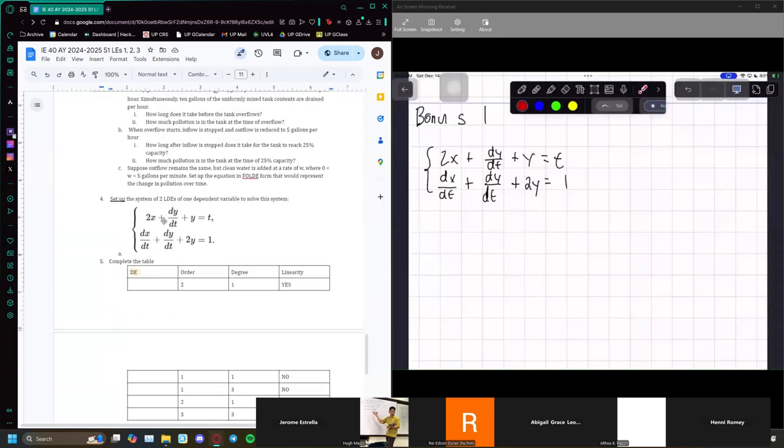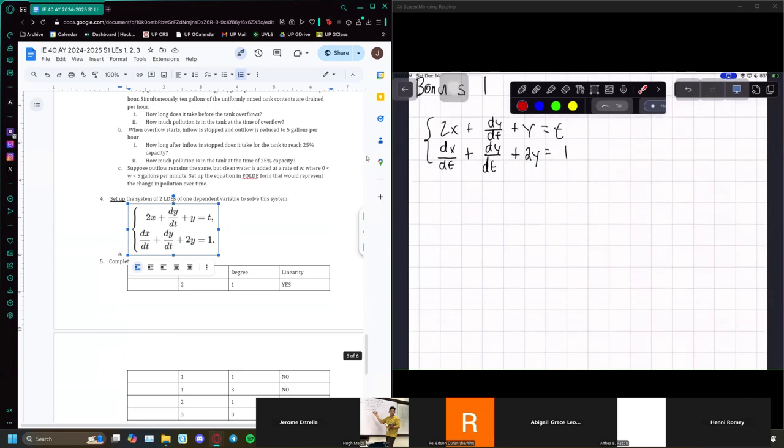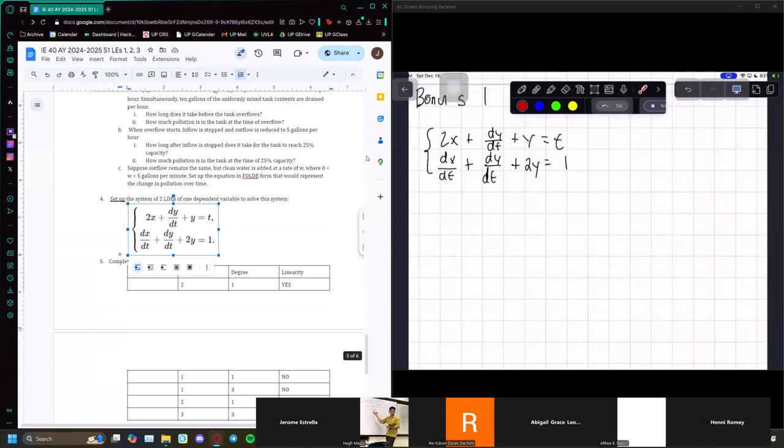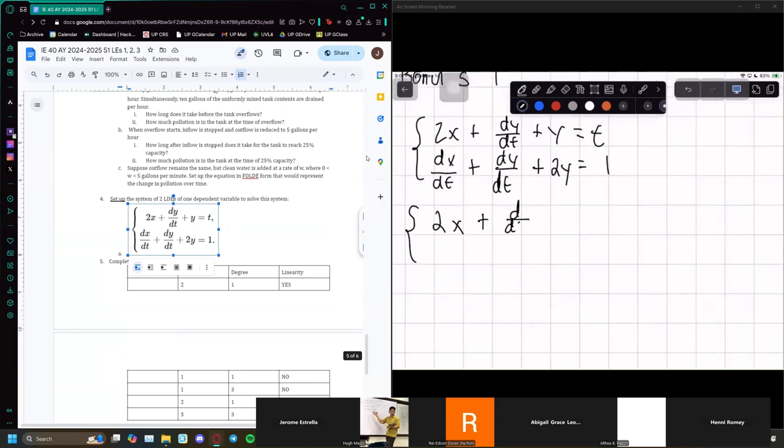Anyway, the question is just to set up a system of two LDEs of one dependent variable each. To solve this system, the given is two LDEs, but there are two dependent variables. Both of them have x and y. So the first thing you can do is group out the y's and x's to make it obvious what the coefficients of y are.